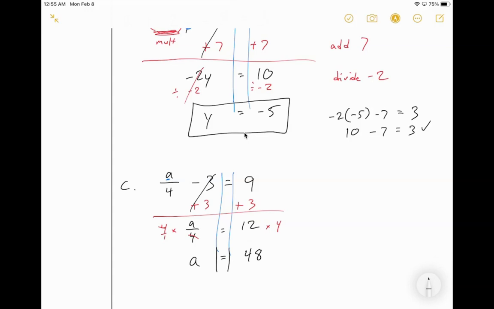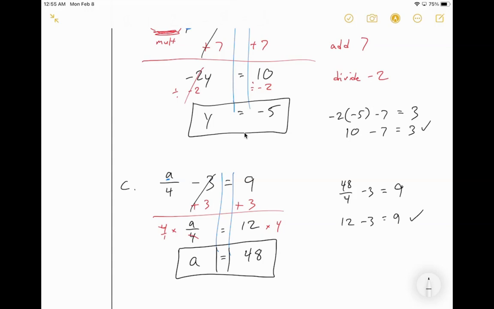Let's see if we got that one right. 48 divided by 4 minus 3 should equal 9. 48 divided by 4 is 12. 12 minus 3 is 9. Checks out for me.